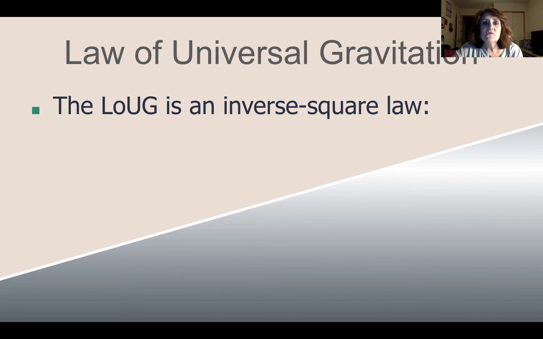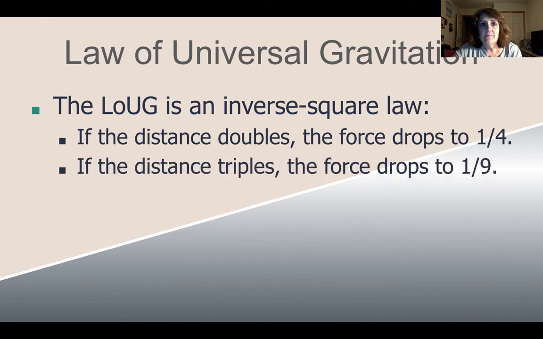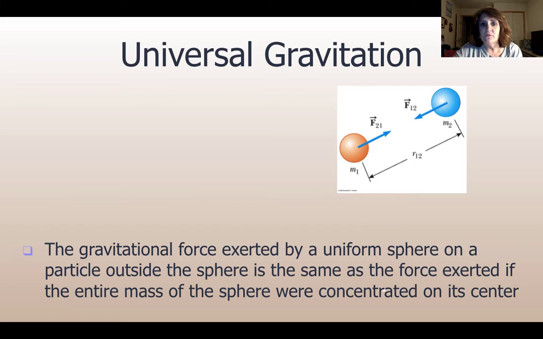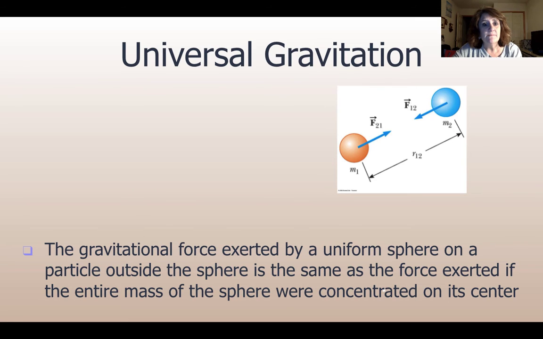The law of universal gravitation is an inverse square law. If the distance doubles, the force actually drops by a fourth. If the distance triples, the force drops by a ninth. And if the distance is multiplied by 10, the force is divided by 100 because it's an inverse square law.